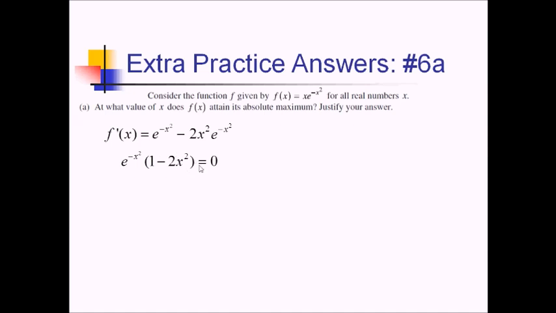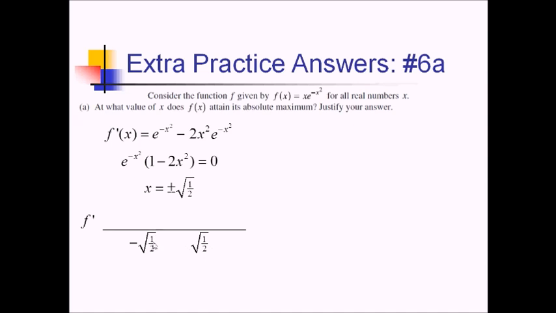If I subtract 1 and divide by negative 2, I've got essentially x squared equals 1 half. Square rooting, I have x equals plus or minus the square root of 1 half. So those are our critical values we now have to test out. So here's my f prime line. Here's negative radical 1 half, positive radical 1 half.